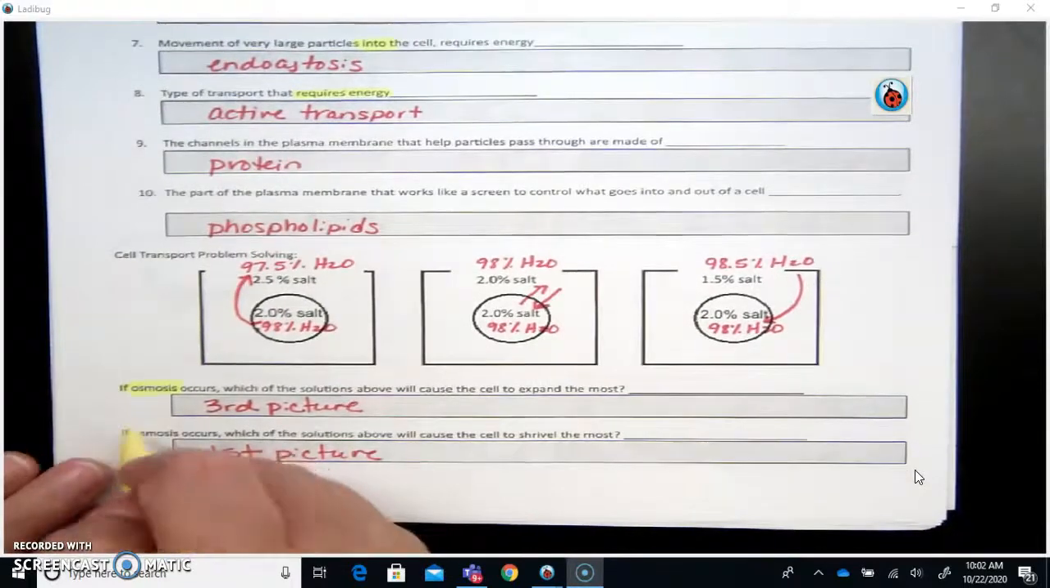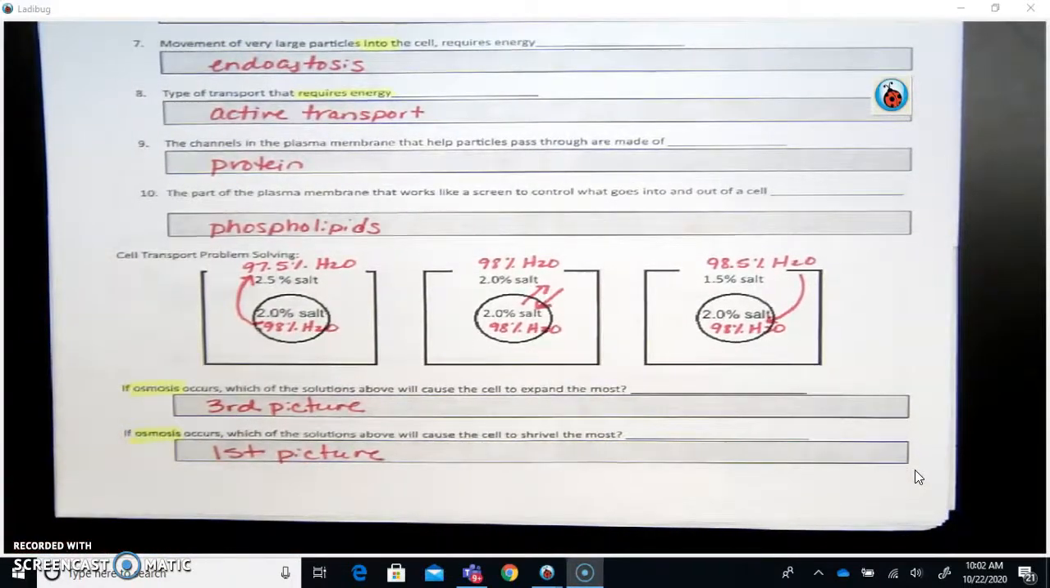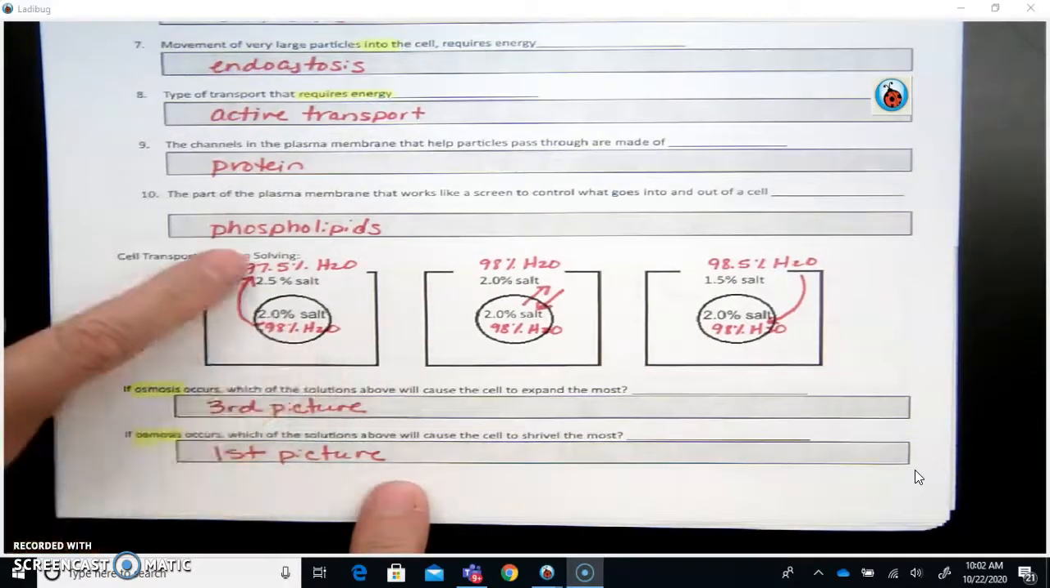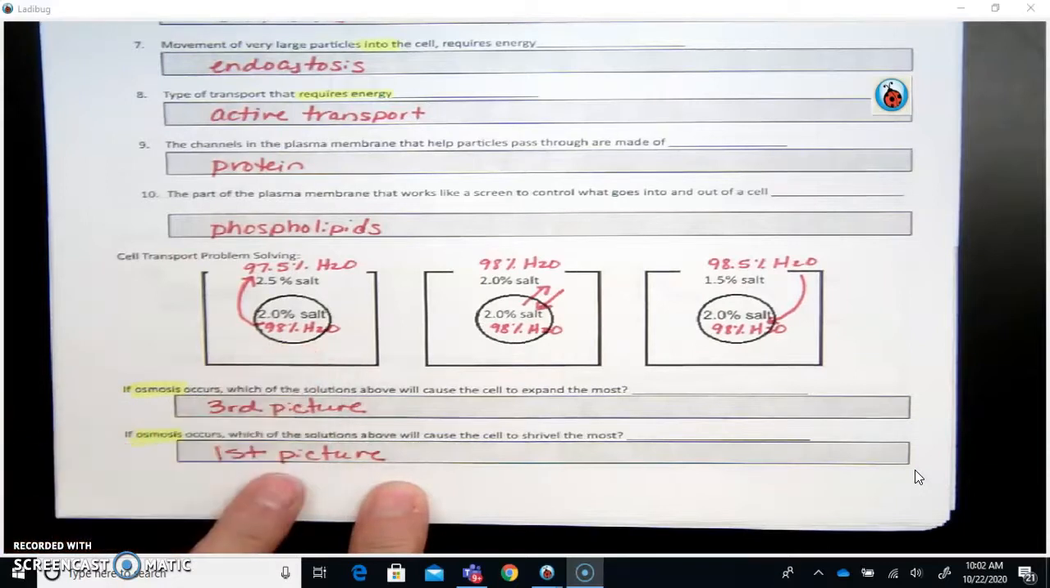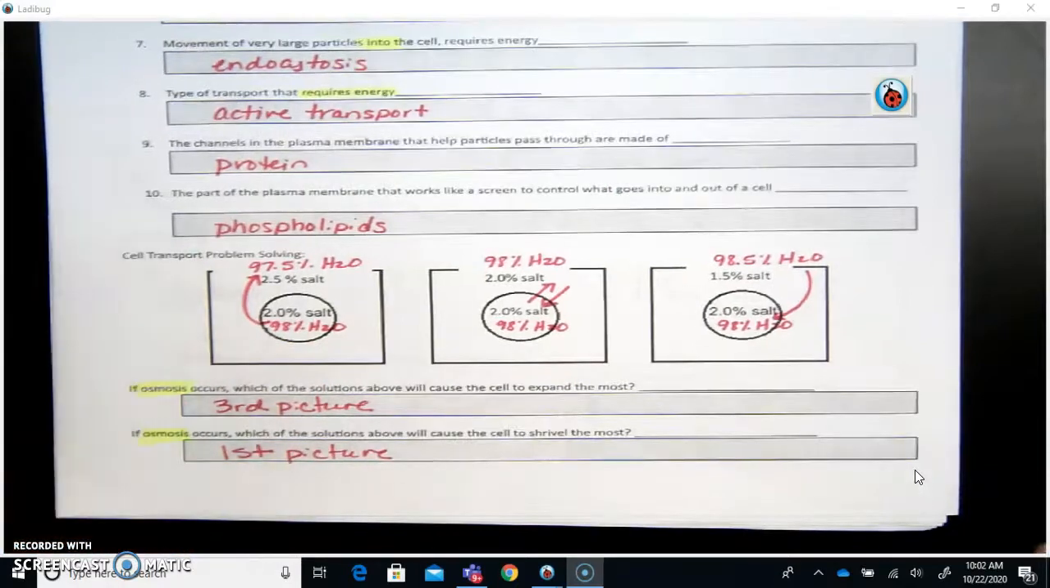If osmosis, again, we're referring to osmosis, water moving, which of the solutions above will cause the cell to shrink or shrivel? So water is going to leave. It's going to cause this cell, which is the first picture, to get smaller.